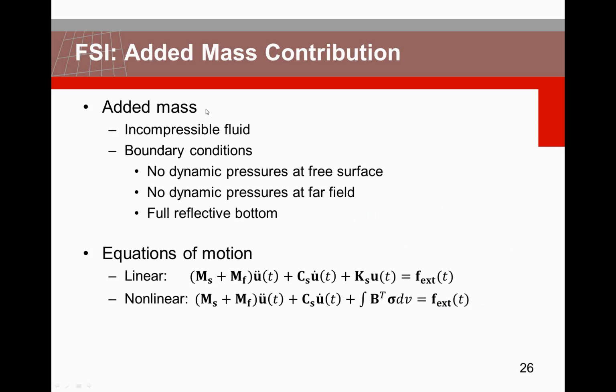Added mass. If you do, for instance, a transient analysis, then you will have an added mass contribution of your fluid. This will happen in case of incompressible fluids, and the boundary conditions are that there are no dynamic pressures at the free surface, there are no dynamic pressures at the far field, and there is a full reflective bottom.